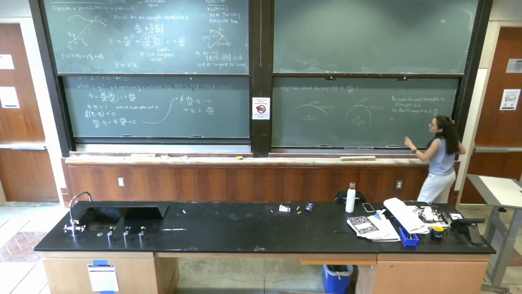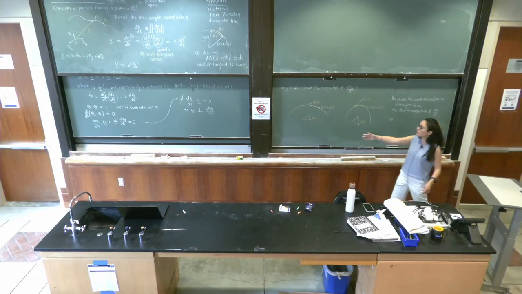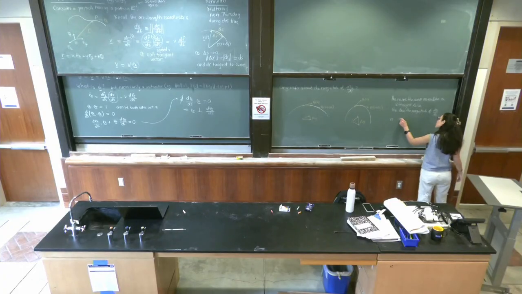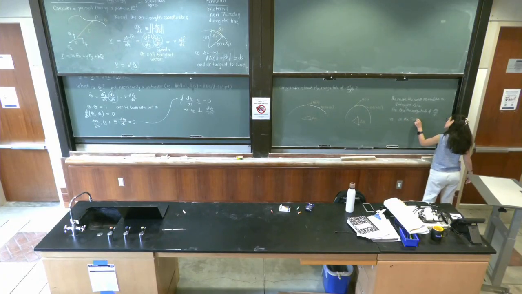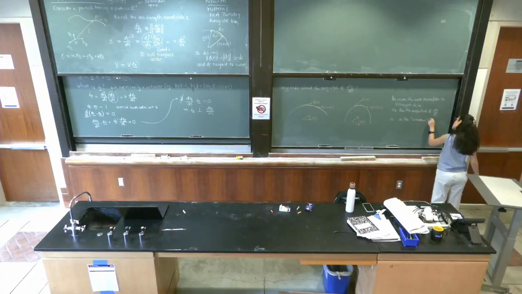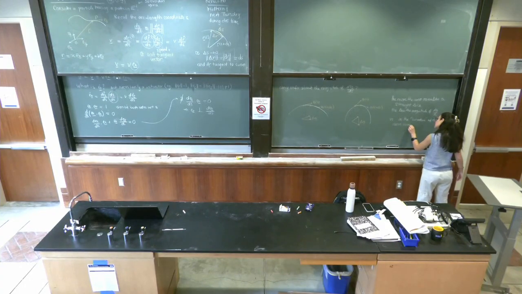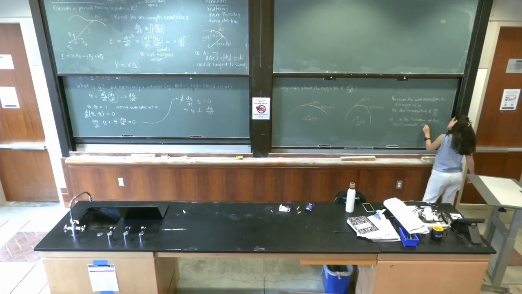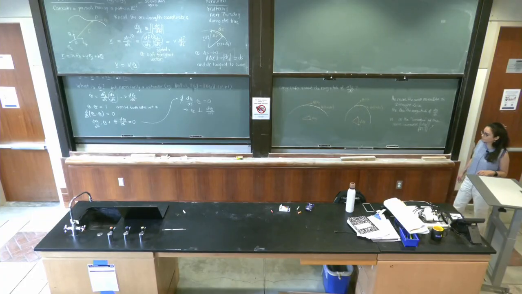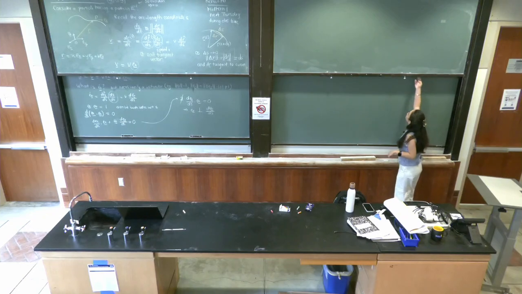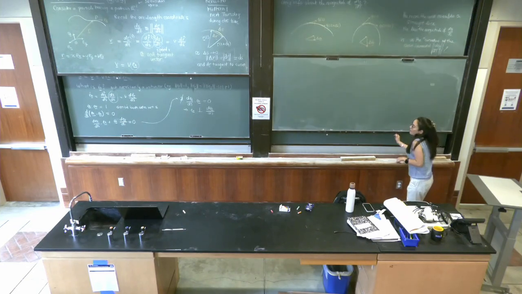Versus, as the curvature of the curve increases, in these two situations, which curve has the highest curvature? This one, right? So as the curvature of the curve increases, dEt by ds increases. Okay. Any questions?